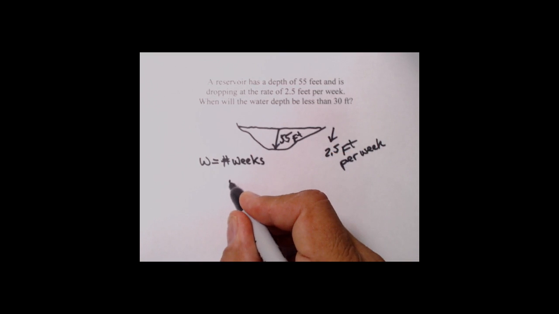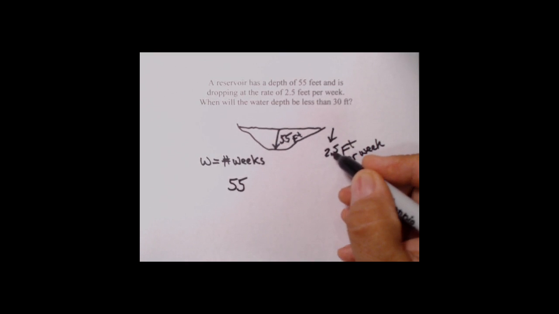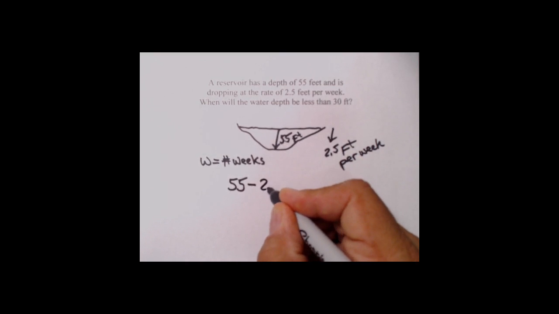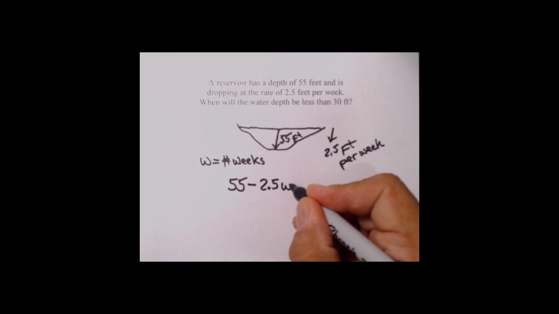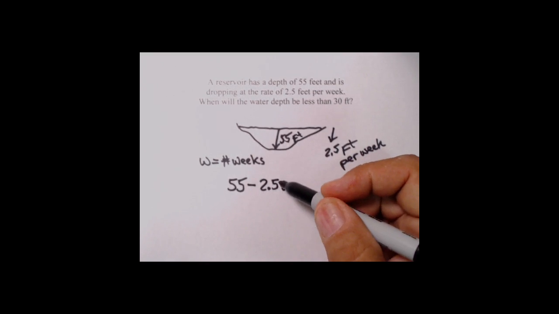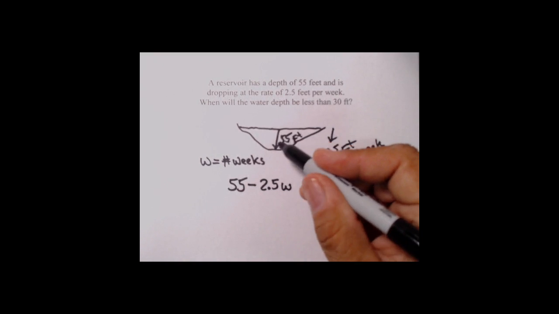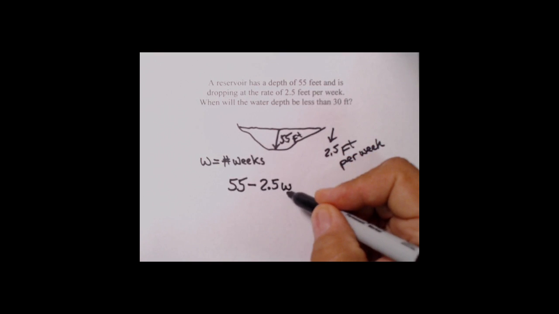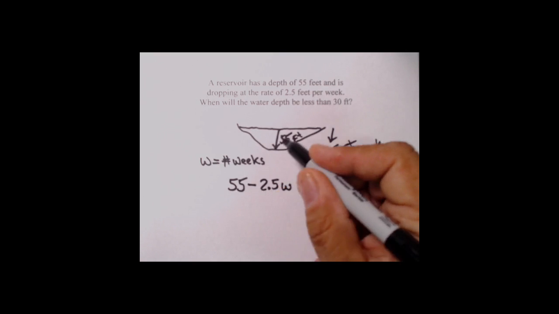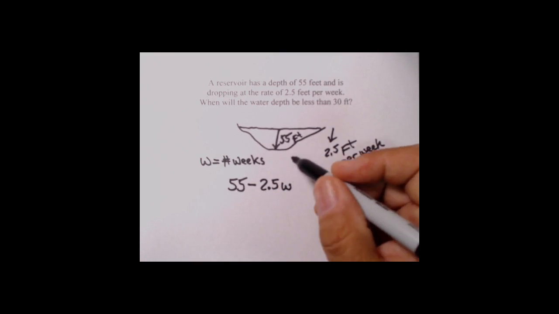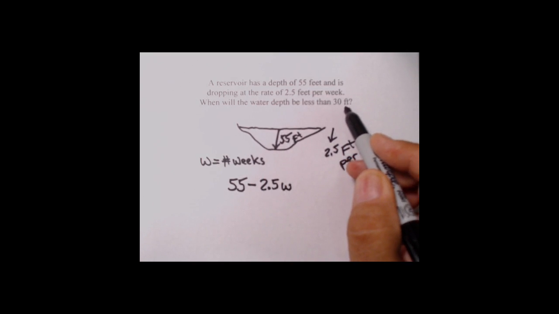We've got the initial water depth, but it's being reduced by 2.5 feet every week. So 2.5 times W. In other words, in 1 week, it'll be 2.5 feet lower. The depth won't be as great. In 2 weeks, 2 times 2.5 will be 5 feet. It'll be down to 50 feet in depth, and so on. When will the water depth be less than 30 feet?